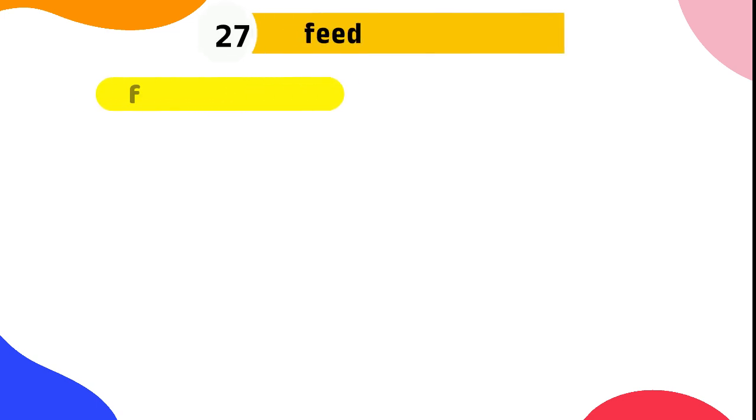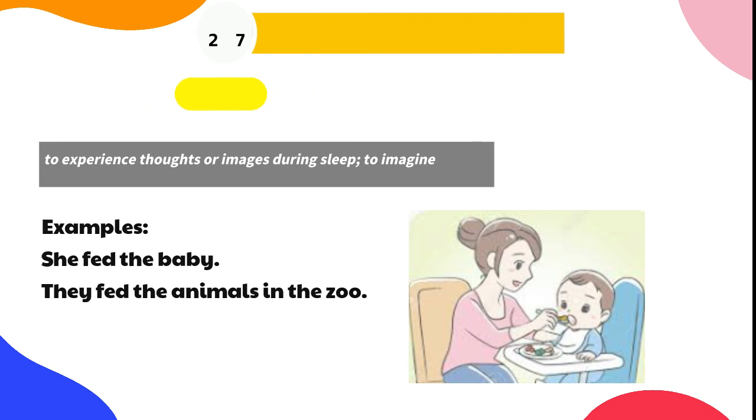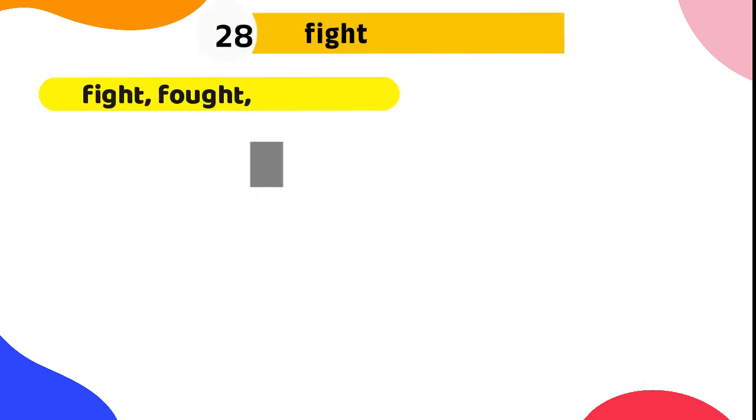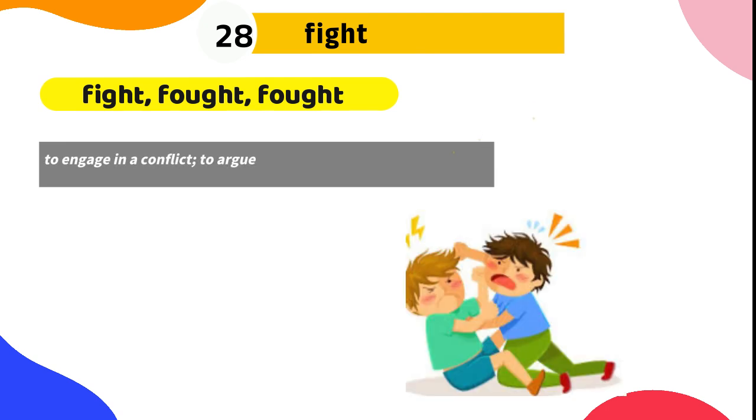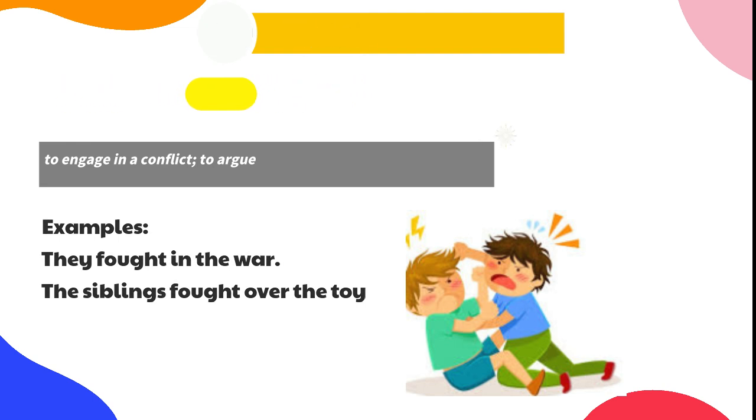Feed, fed, fed. Meanings: to give food, to provide nourishment. Examples: She fed the baby. They fed the animals in the zoo. Fight, fought, fought. Meanings: to engage in a conflict, to argue. Examples: They fought in the war. The siblings fought over the toy.